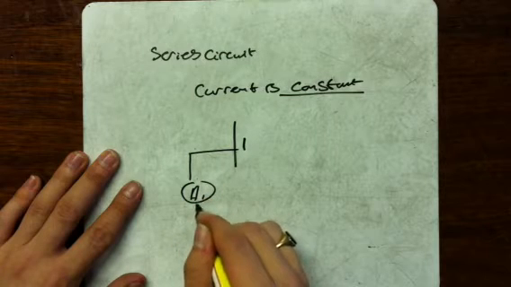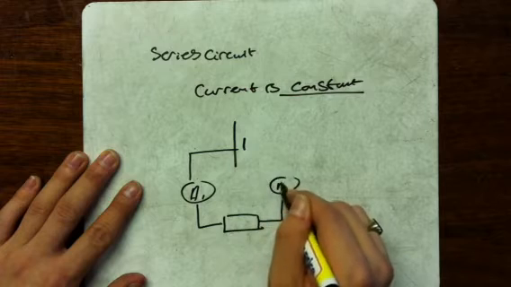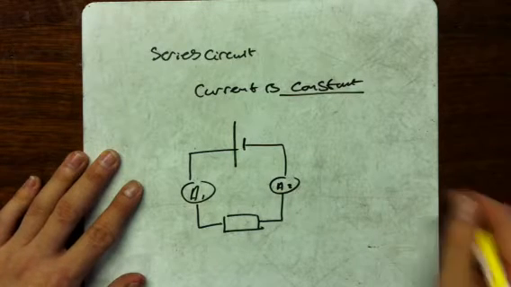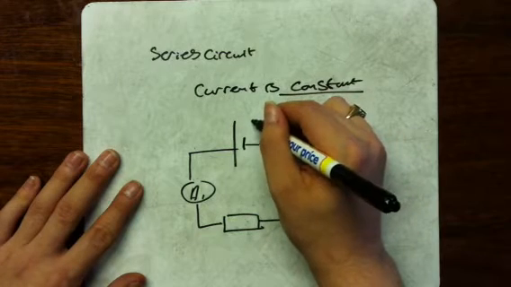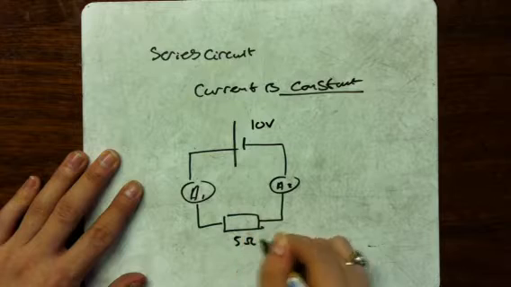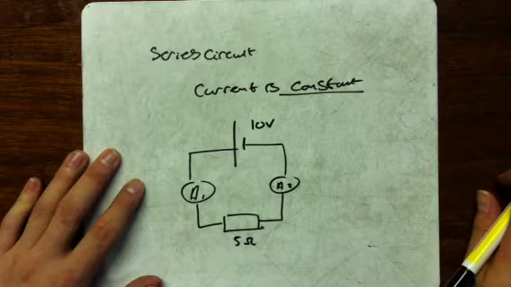ammeter, we're going to call it ammeter 1, resistor, ammeter 2, and a complete circuit, a very simple problem. Now, if the cell has a potential difference of 10 volts, and the resistor has a resistance of 5 ohms, we need to find the current at both A1 and A2.